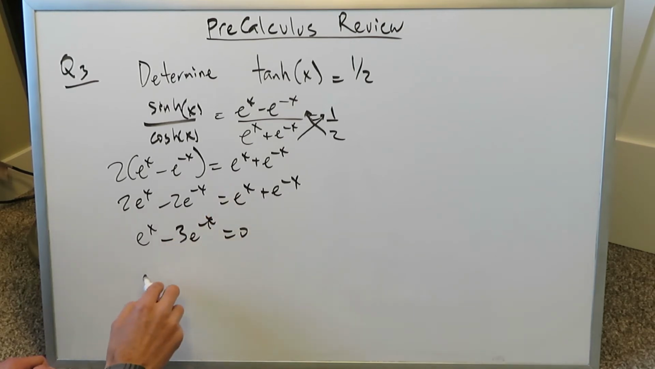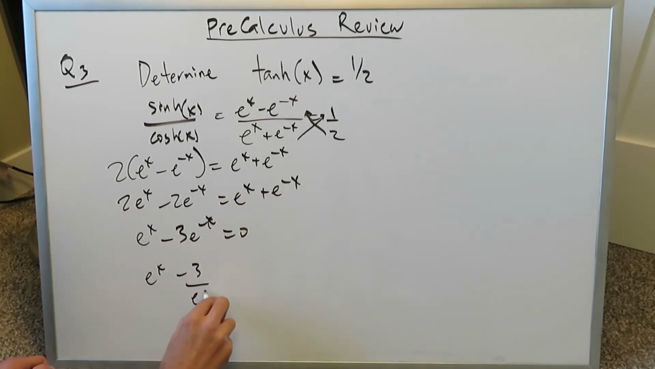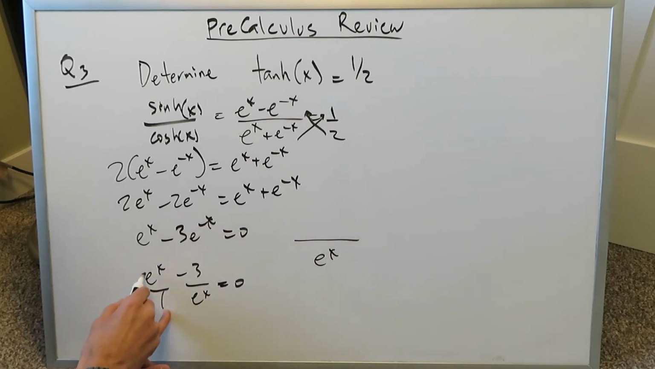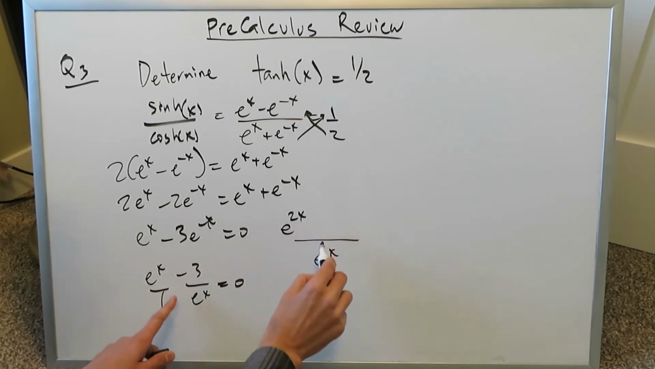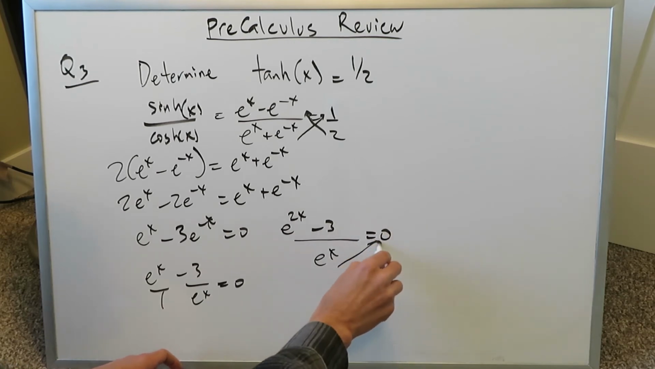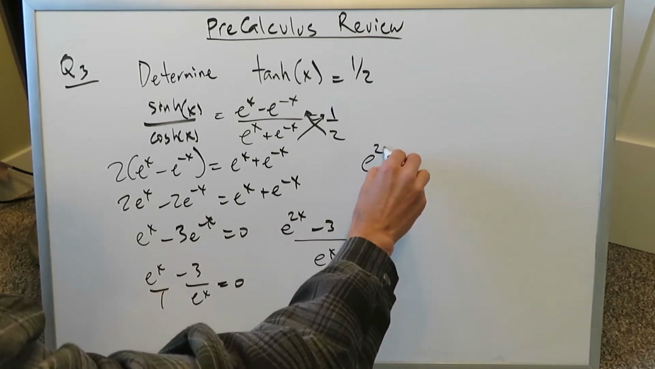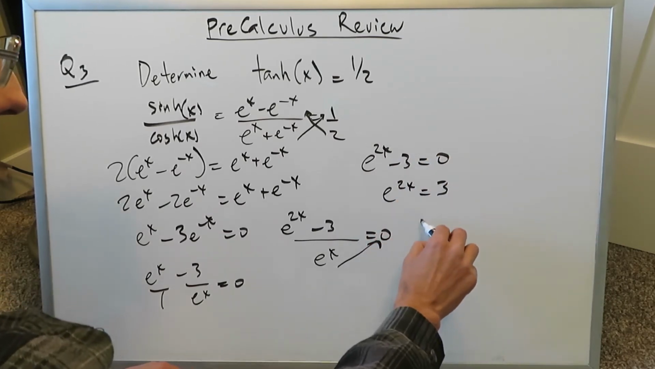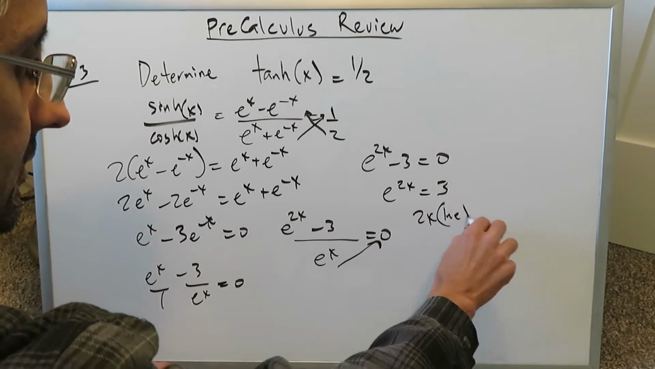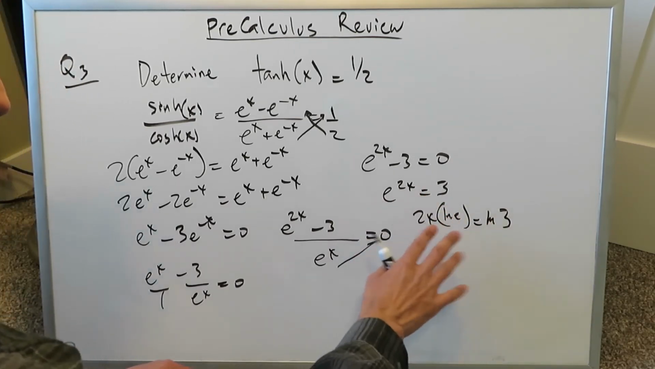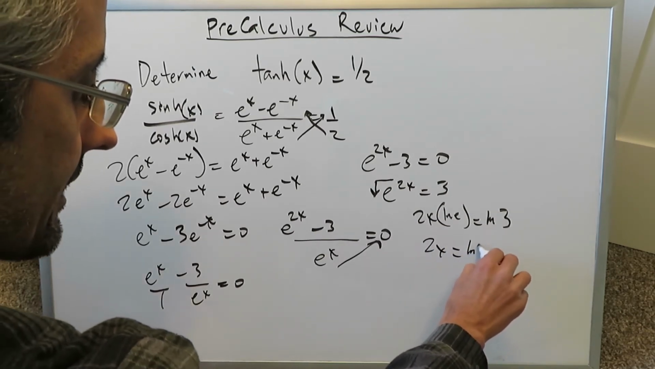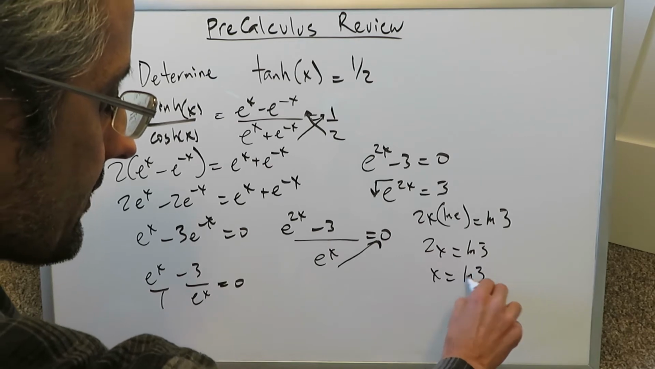Get rid of this negative exponent. We have e to the x minus 3 over e to the x is equal to 0. Common denominator e to the x. 1 goes in e to the x times it multiplies with its numerator. You get e to the 2x minus 3 is equal to 0. Take this on the other side and get rid of it. e to the 2x is equal to 3. 2x ln e is equal to ln 3. Natural log has been brought in to eliminate this exponent. And then 2x is equal to ln 3 and x is equal to ln 3 over 2, and this here would be your answer.